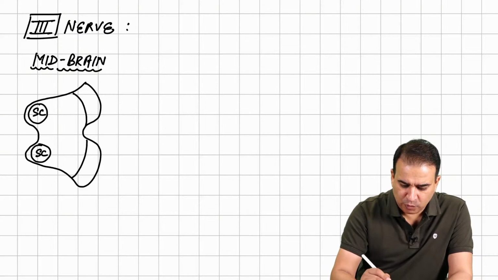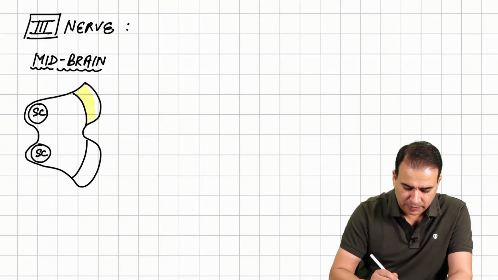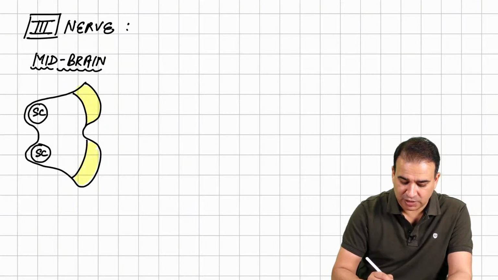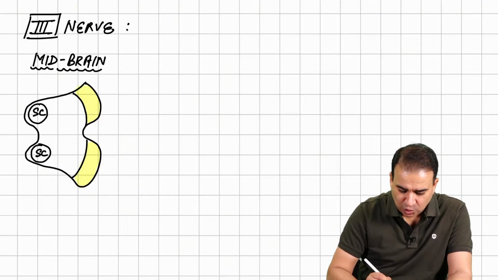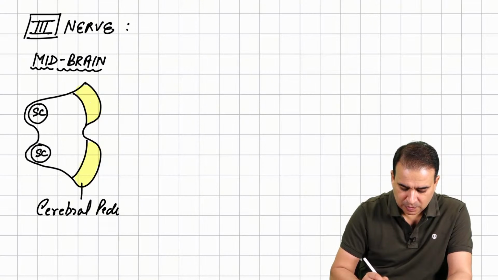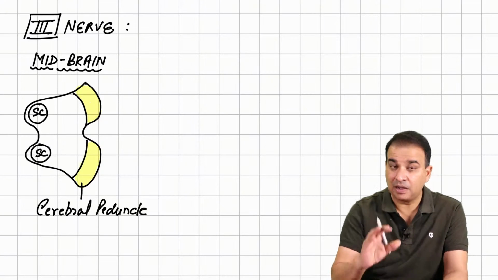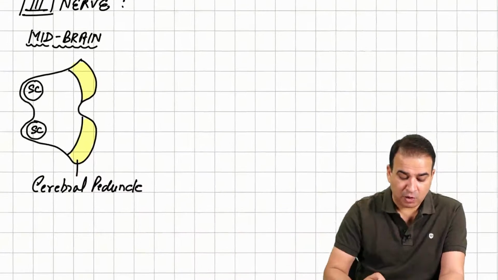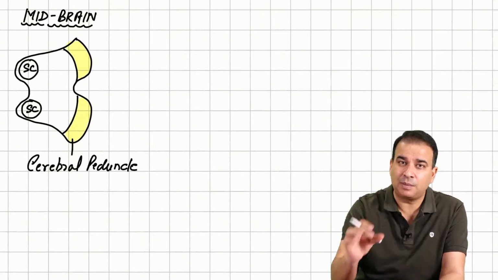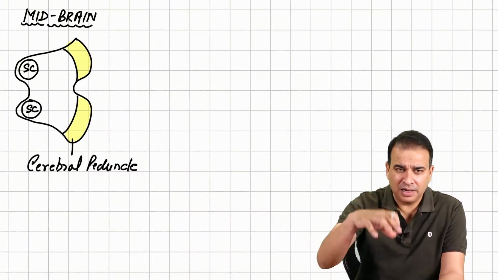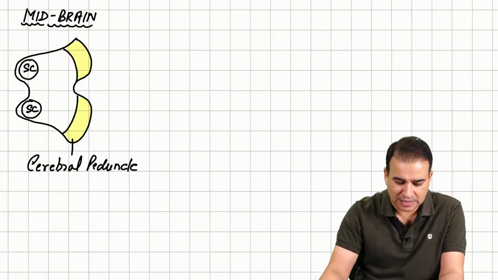Now let's mark a few important elevations. In the ventral aspect of the midbrain, we have these white matter bundle elevations, which are called the cerebral peduncles. It's a part of the midbrain, but we call it the cerebral peduncle because all the descending tracts of the cerebrum are present in this area.